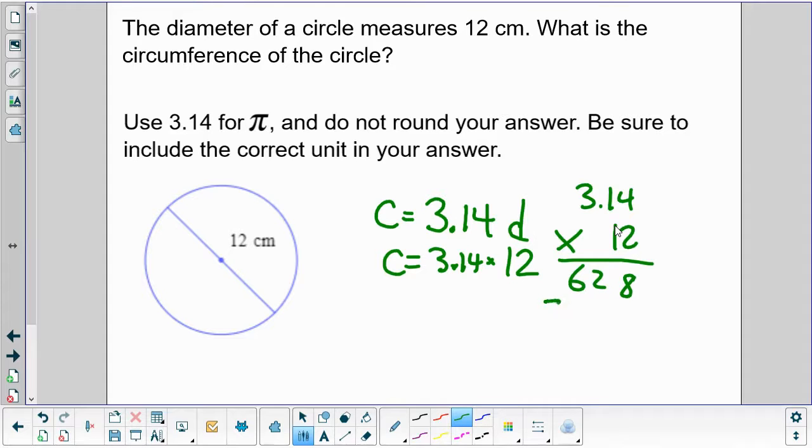You'd get 6.28 and 314, and go ahead and write them all out. And then you know you need to bring the decimal over two places. So 37.68 centimeters would be the circumference of that circle. Okay, moving on.